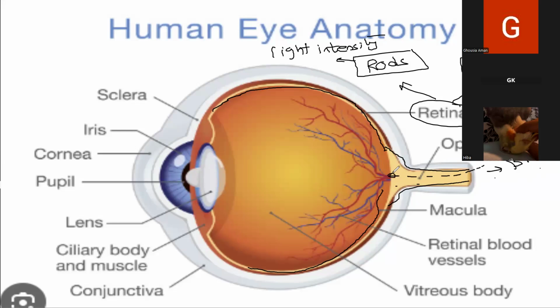Now, the place where the optic nerve starts, this particular point, is called the blind spot. Blind spot does not contain rods. At this point, if any part of the image falls over here, that will be invisible to our eye. At one point in our eye, we all are blind.